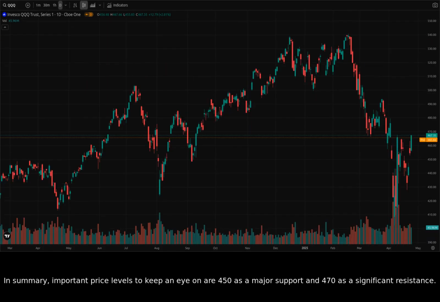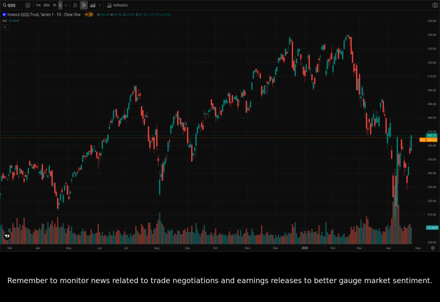In summary, important price levels to keep an eye on are 450 as a major support and 470 as a significant resistance. A break below 450 is a 60% probability if Trump tariff comments persist and no good news appears soon. If earnings beat expectations and trade tensions ease, a rally to 470 has a 40% likelihood in the near term.